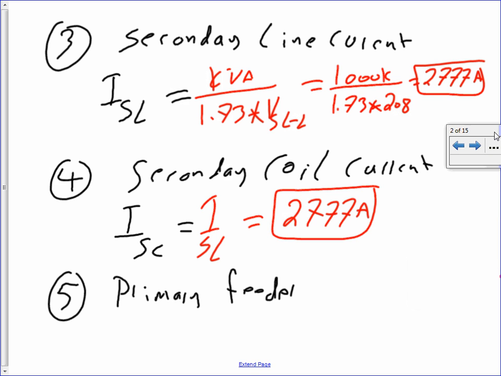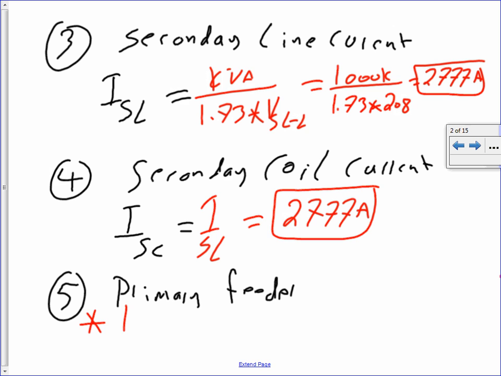Okay, now I need to size my primary feeder. When you size the feeders and the fuses, you always use the line current. Did you guys hear me? The line current. So using the line current, we're going to come over here.